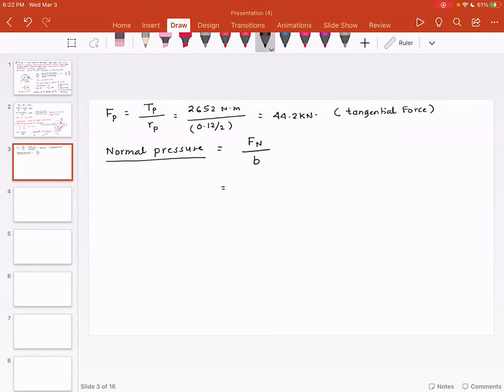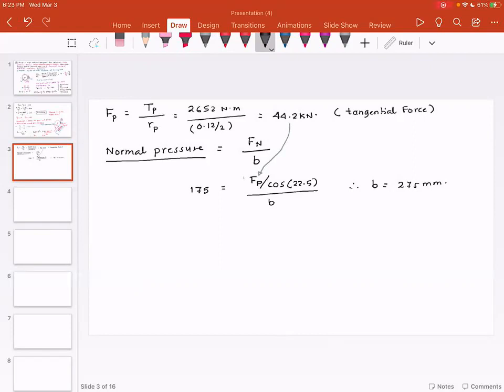So to find out the normal force, please refer to the equation that we derived in last class. That is going to be Fp divided by cosine of the pressure angle, which is 22.5, divided by the value of B, which is equal to 175. Fp comes from here. And then when you find out the value of B, B is equal to 275 millimeter. So this is a very wide gear.